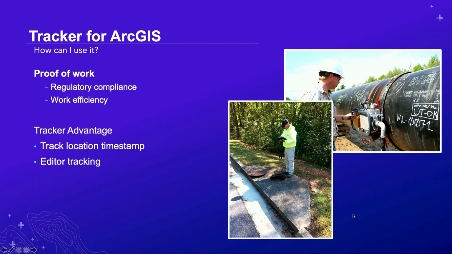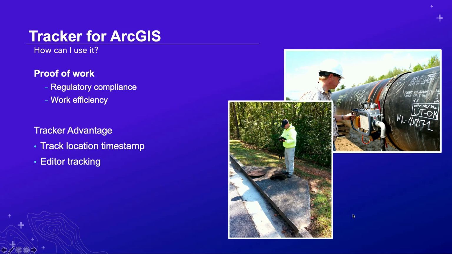Another way that we see Tracker being used is for proof of work. So if your organization is perhaps doing a gas leak survey, or they're doing some form of inspection activity that's regulated, and they need to be able to account for where their staff has been, perhaps for liability purposes, perhaps also to do some analytics on work efficiency, maybe understand what types of work take longer to complete than others.